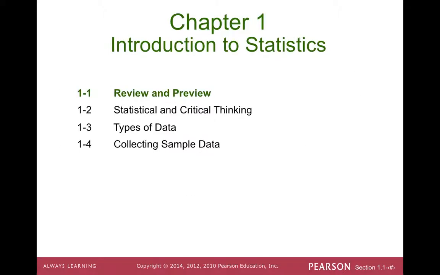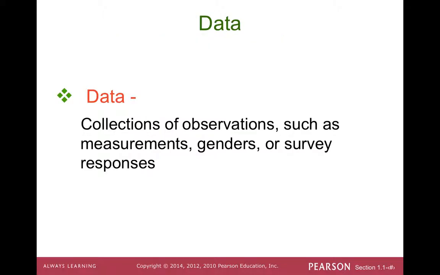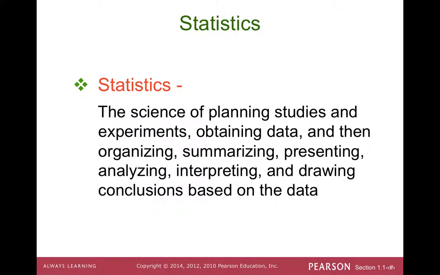So in the first section, we're going to review some ideas and we're going to get a preview. Some of the definitions we need to talk about are data. Data is just a collection of information, either observations or measurements or categories or survey responses, just information. Statistics is the science of planning the studies, obtaining the data, organizing, summarizing, presenting, analyzing, interpreting, and drawing conclusions based on the data.